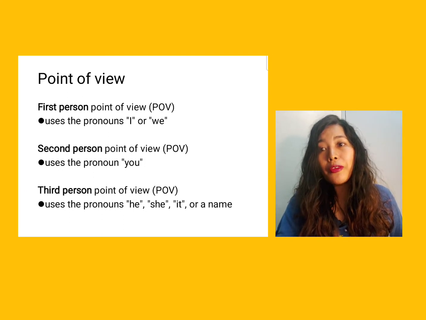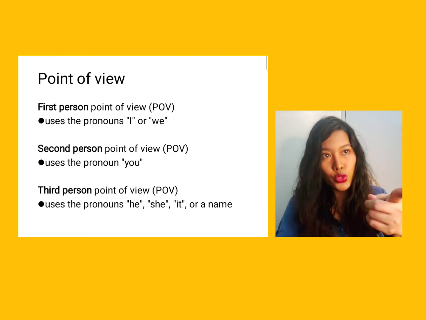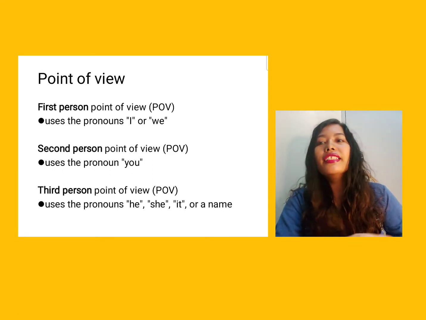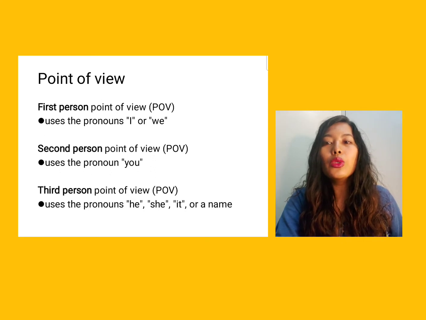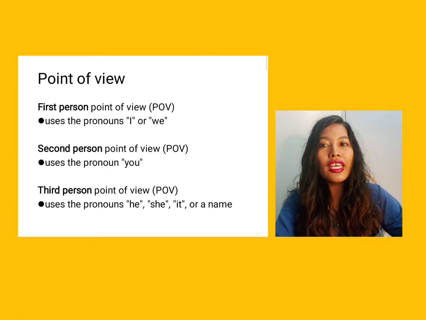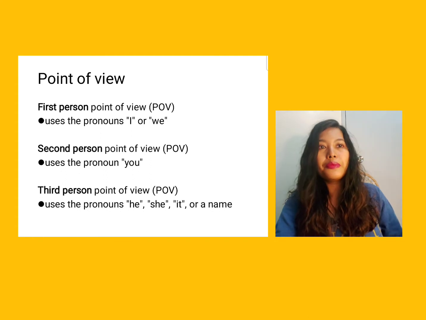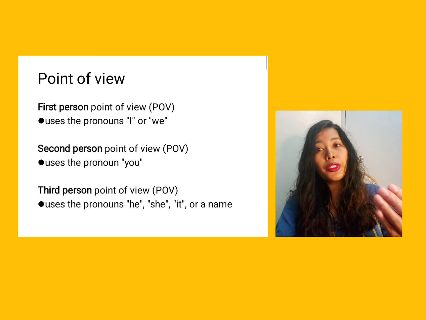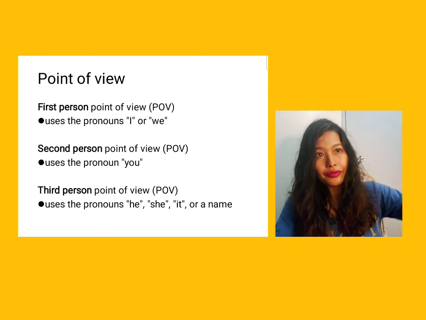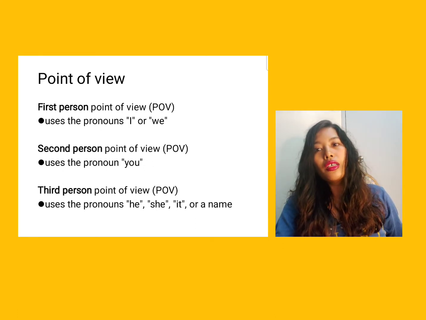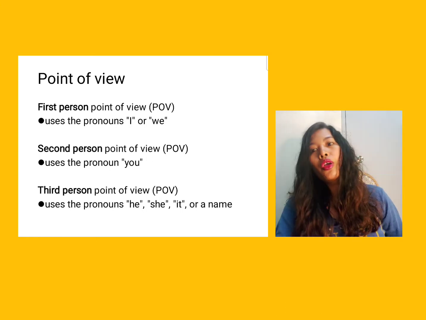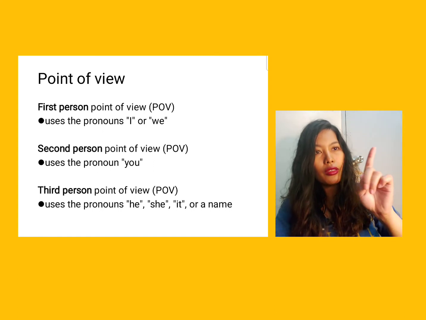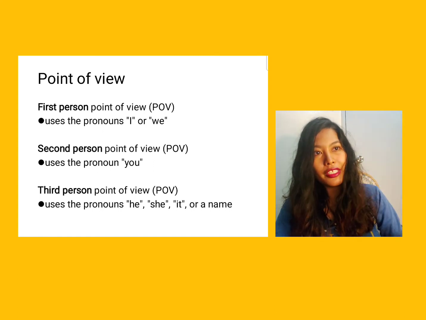The second person point of view, POV, uses the pronoun you, right? You. Okay. And the third person point of view uses the pronouns he, she, it, or a name, right? Someone else. Okay? So, first person point of view, I or we. Second person point of view, you. Third person point of view, he, she, it, or a totally separate, totally different name.